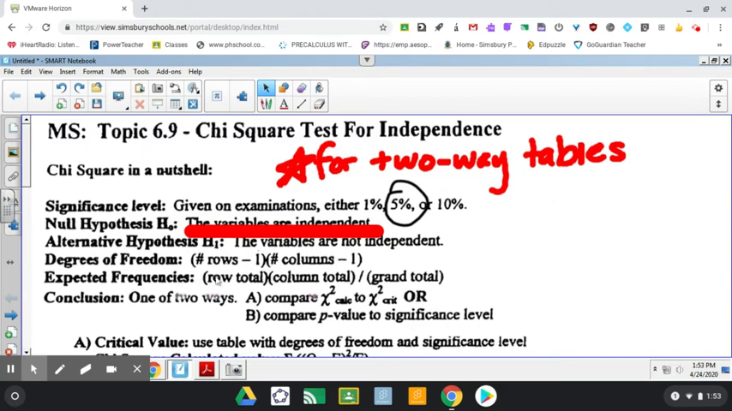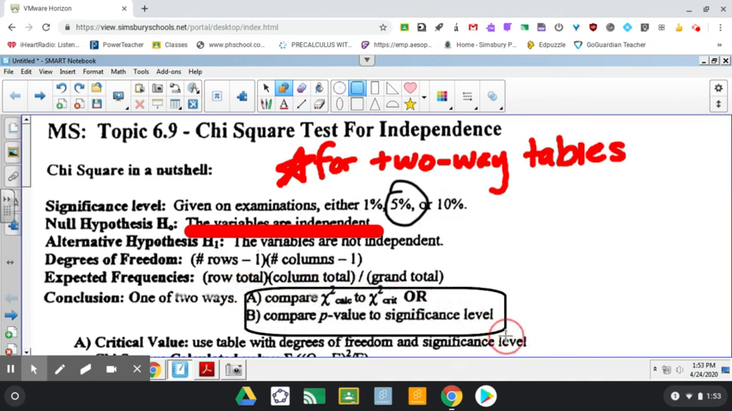Okay, expected values. Because you're not given predicted outcomes, you have to do your row total for your independence times columns divided by grand total. I know that probably makes no sense yet because we haven't seen an example yet, but this part right here is actually the same as what you did with your ear and tongue lab, okay? Your chi-square calculated, we're going to do together.